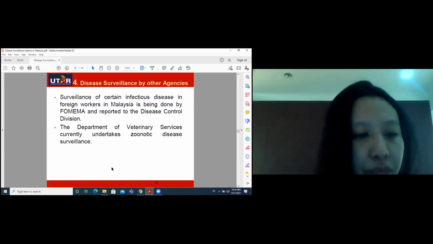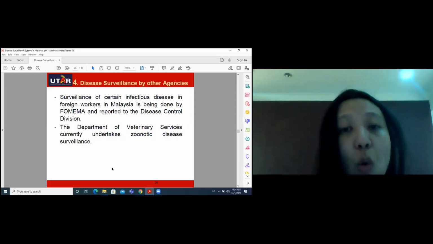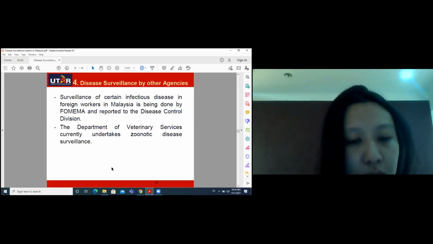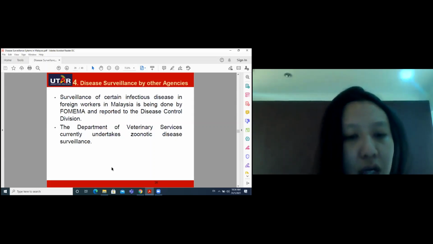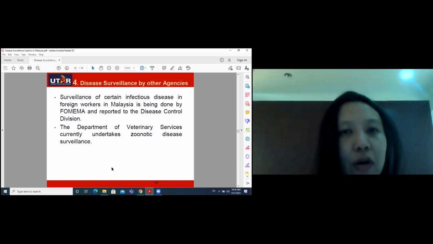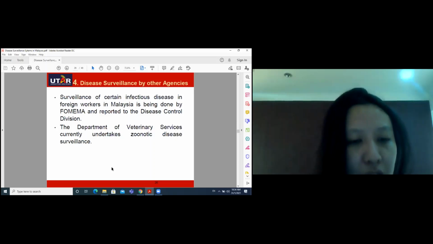This is before departing from their country, and also 1 month after arrival in Malaysia, at the end of the first year, and at the end of the second year. So if the foreign worker continues to work in Malaysia, they need to be screened for the diseases that I mentioned just now at intervals of every 2 years, as long as they are employed in Malaysia.